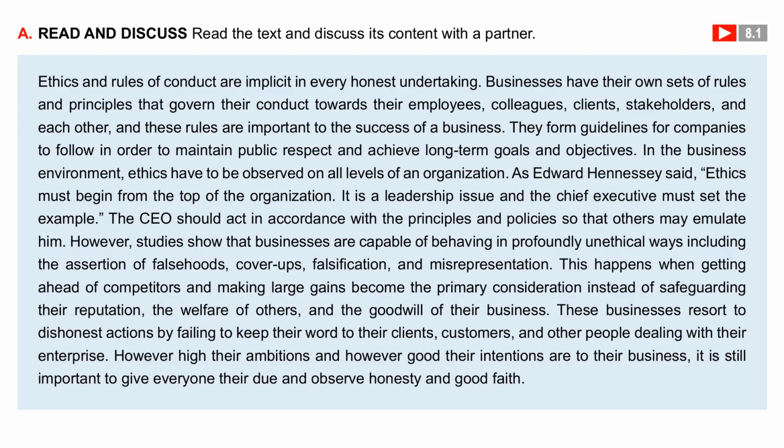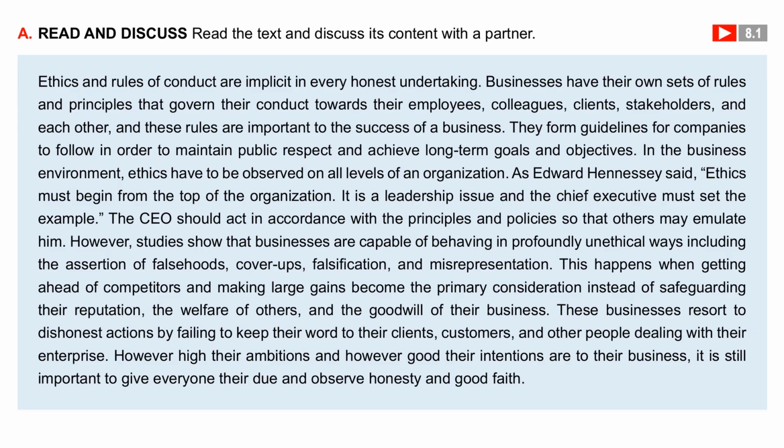In the business environment, ethics have to be observed on all levels of an organization. As Edward Hennessy said, ethics must begin from the top of the organization. It is a leadership issue, and the chief executive must set the example. The CEO should act in accordance with the principles and policies so that others may emulate him.